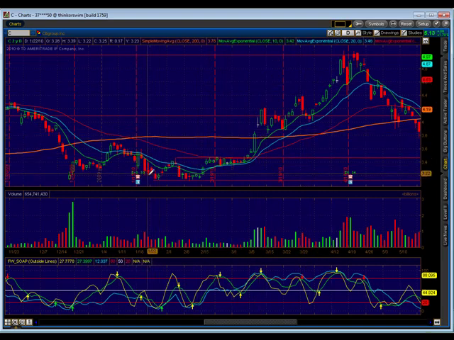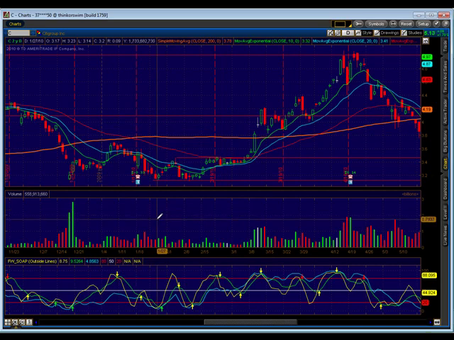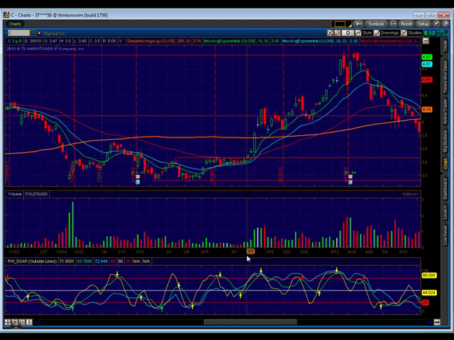So again, our double tops came down, volume okay. As we tested, volume's lighter than it was over here. And then as we're breaking the neckline, volume confirms it because it increases.